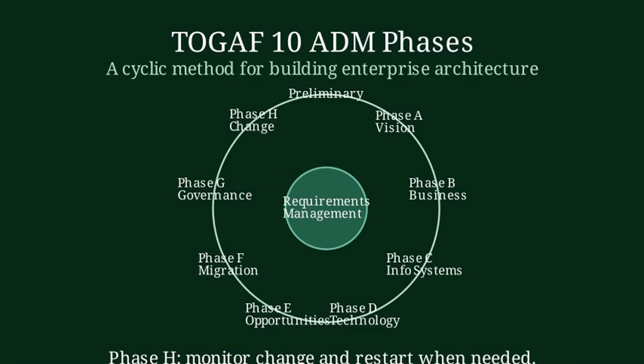At the center is requirements management. This happens during every phase, making sure we capture and update business needs as we go. And that is the TOGAF 10 ADM cycle. It is a repeatable method for aligning business and technology through clear phases done again and again for continuous improvement.